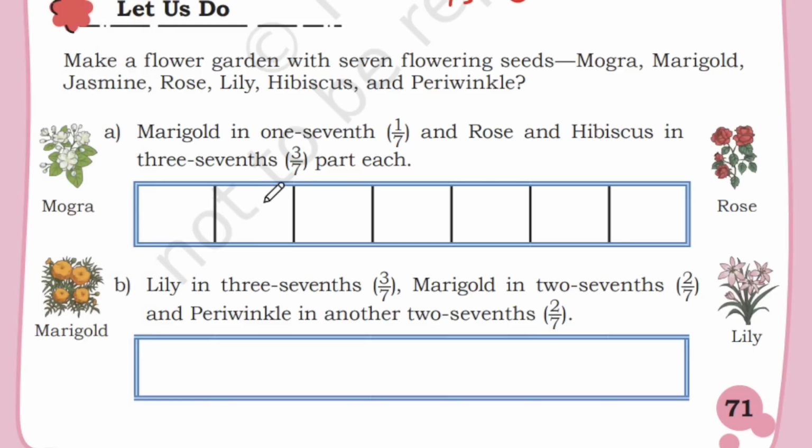So 1, 2, 3, 4, 5, 6, 7. Okay, so I'm going to color marigold 1/7. So this is marigold. Students, you can write marigold inside if you want. If you don't have color pencils, you just write marigold inside this box.